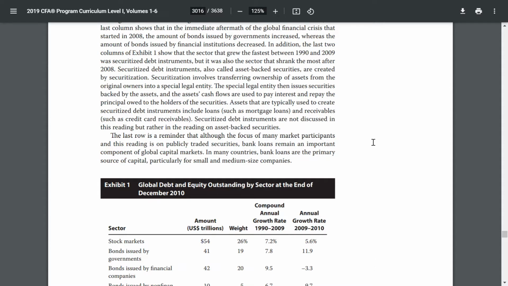The last row is a reminder that although the focus of many market participants and of this reading is on publicly traded securities, bank loans remain an important component of global capital markets. In many countries, bank loans are the primary source of capital, particularly for small to medium-sized companies.